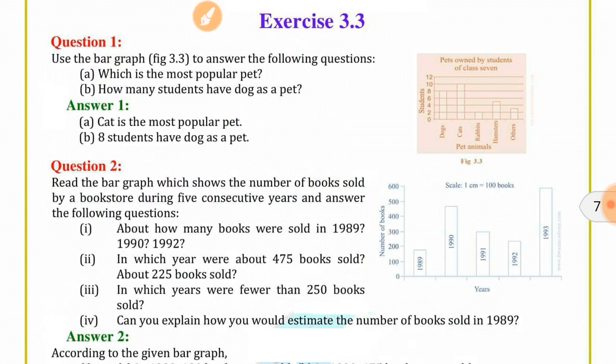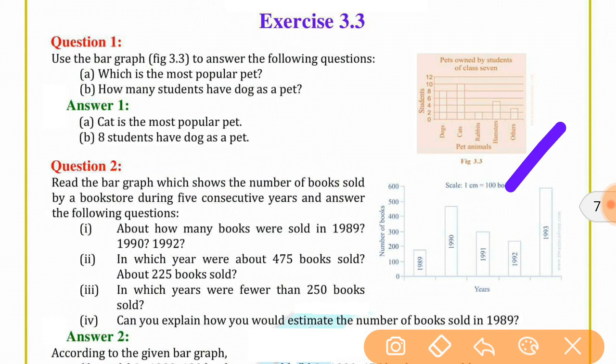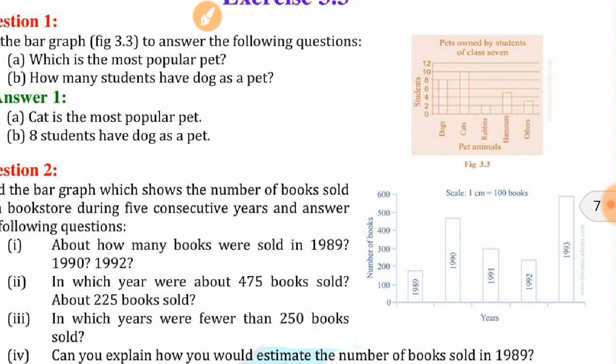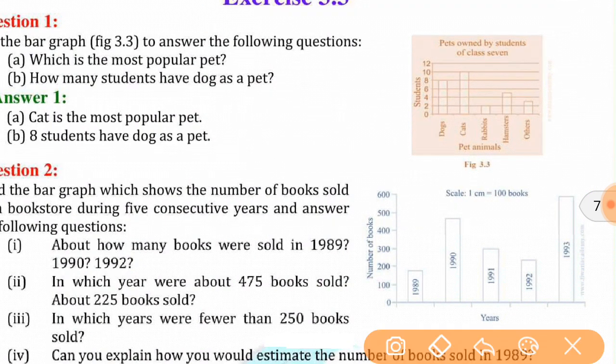So here is the first question. Use the bar graph, figure 3.3, to answer the following questions. Which is the most popular pet? Most popular pet means, usually we have to observe the diagram very carefully. The graph depends on pets owned by students of class 7. Here are the number of students: 0, 2, 4, 6, 8, 10, 12.